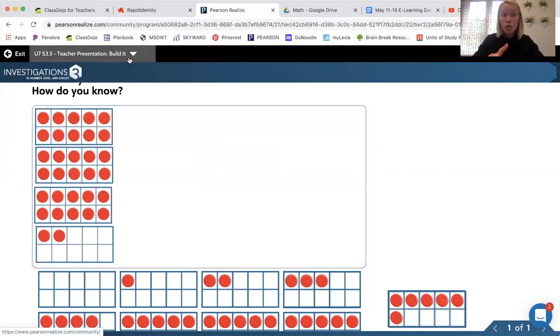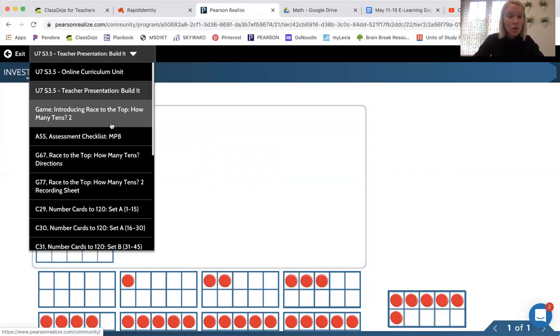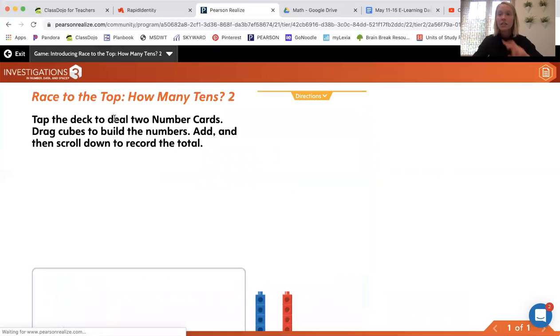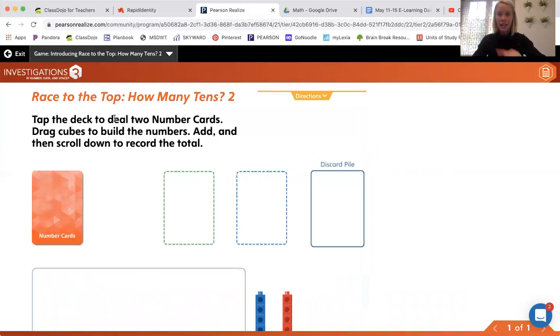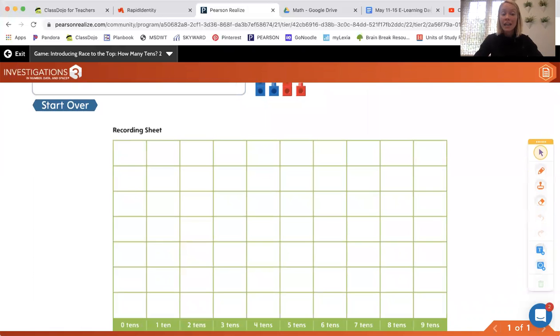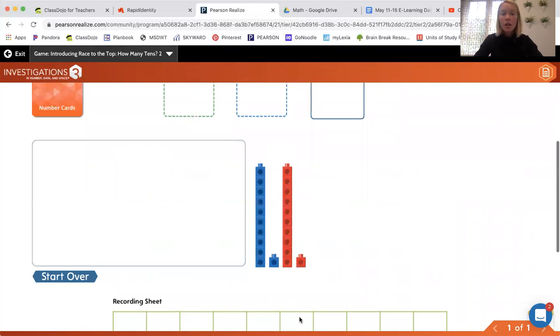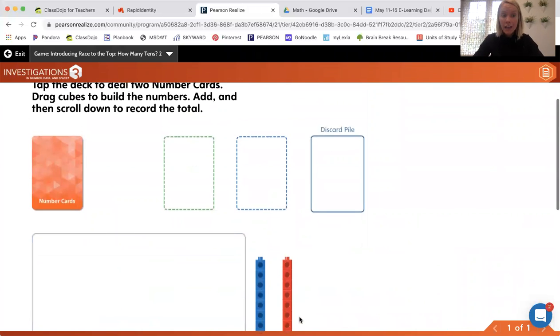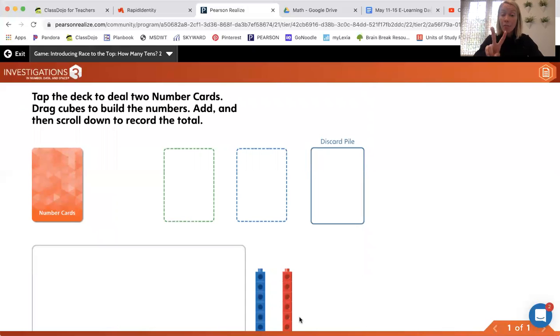Okay, so now I'm going to show you guys how to play a game, and you guys can do this on the Game Center. Okay, so this game is called Race to the Top, How Many Tens? 2, like the second game, okay? So we've played this before, where you flip the cards, you add them together, and then you count how many 10s there are, and you write that number here. This is the same thing, except both numbers are going to be 2-digit numbers, I think.